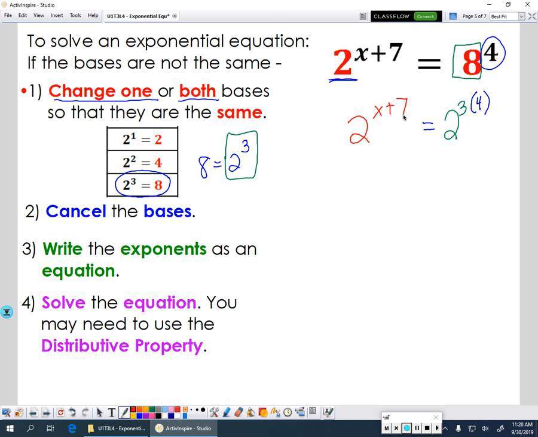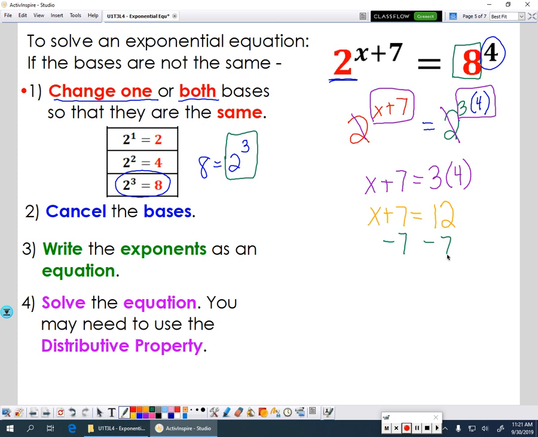Now when you look at this problem, hopefully it looks similar to what we did yesterday, because now we have the same base. Since we have the same base, we can just cancel out those bases, and then we're going to write our exponents as an equation. Then it's time to simplify and solve. My first step is 3 times 4, which is 12. So I have x plus 7 equals 12, and then I'm just going to solve it. I'll undo this addition, and I'll find out that x equals 5.